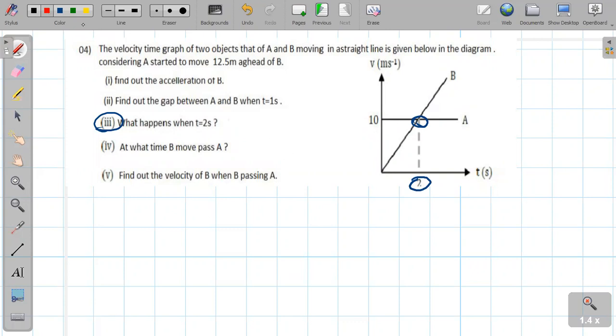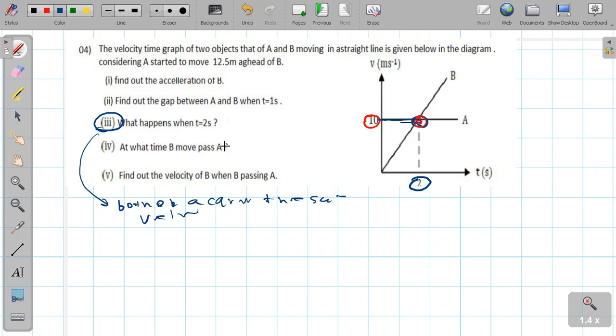Look, at this point according to the velocity, B's velocity is 12 and A's velocity is 10. Both have the same velocity. Have a good look: the velocity of A is 10 at this point, the coordinate. So both the objects acquire the same velocity. What is the answer for this one? Both objects acquire the same velocity.